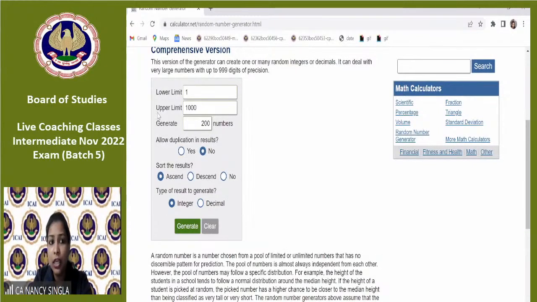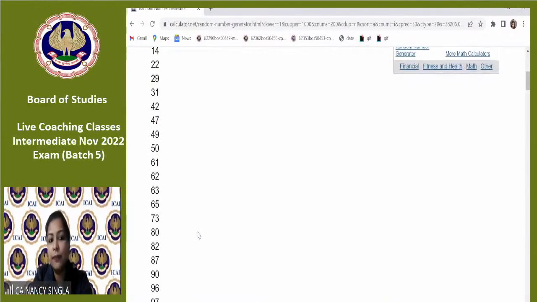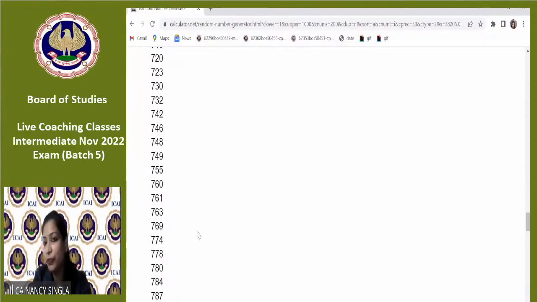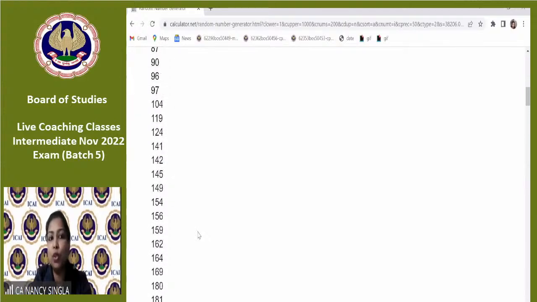Clear? So this is an app which will generate random numbers. I have mentioned that for invoices numbered from 1 to 1000, I want a sample of 200 invoices on a random basis. I hope the screen is clear to all of you. Now generate. See, this app has automatically randomly picked up 200 invoices.